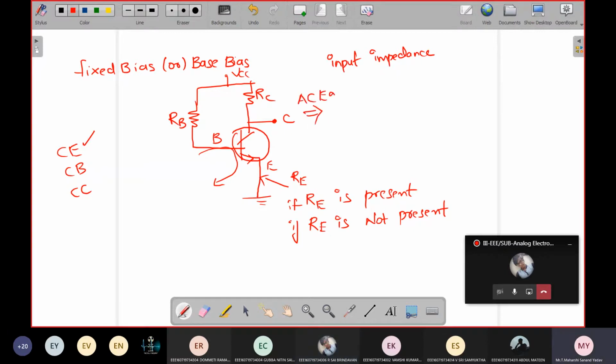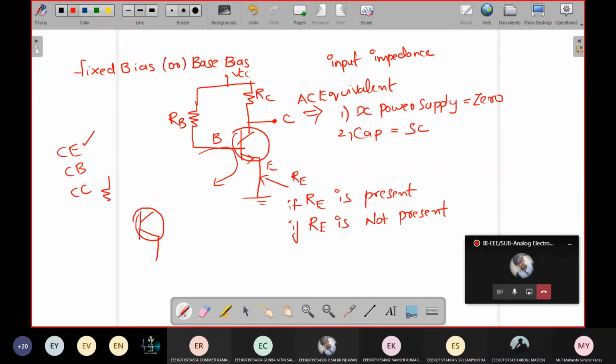Suppose I want to draw the AC equivalent. For the AC equivalent you need to follow 2 points. First, the DC power supply should be grounded. Next, if there are any capacitors, the capacitors should act as short circuits. Over here capacitors are not there, so directly I'm going with the first point. The DC power supply is grounded. So the equivalent circuit looks something like this.